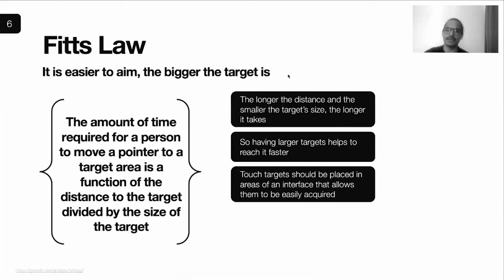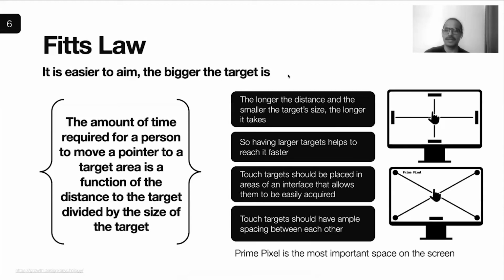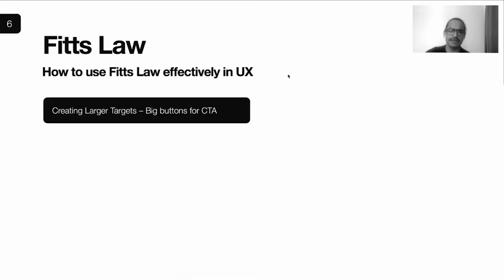And what are these places called? These are called prime pixels. In the 2 graphics on the right, the areas on the top, bottom, left, right, and the extreme corners are the prime pixels. These are the spaces users can reach easily and most widely use. That's why companies and product designers try to use this real estate to put important links and buttons and increase conversions.